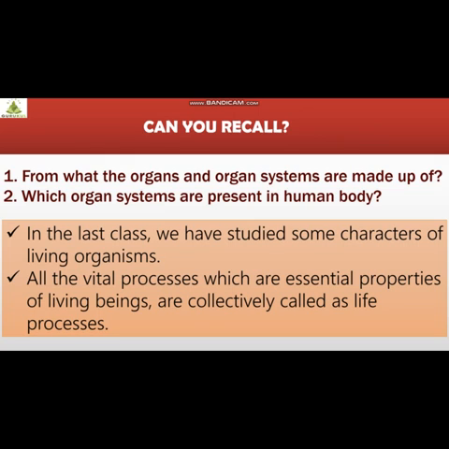Now which organ systems are present in the human body? Students, there are many different organ systems present in our body, like the respiratory system, digestive system, nervous system, circulatory system, excretory system, reproductive system, and so on and so forth. So we have different organ systems.